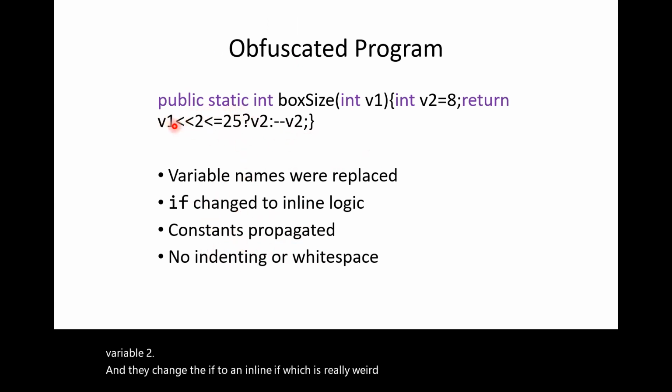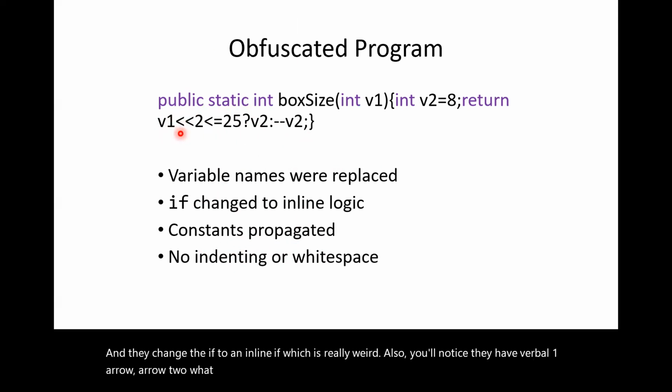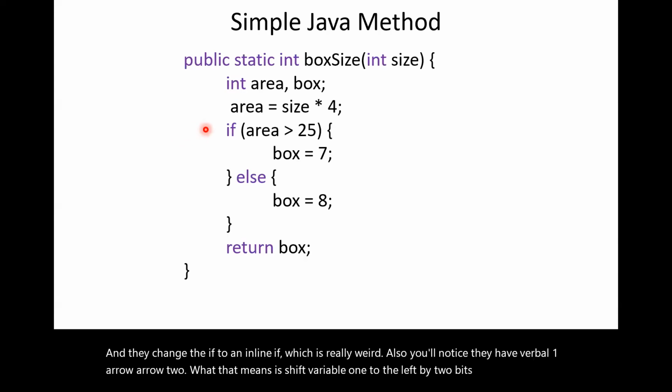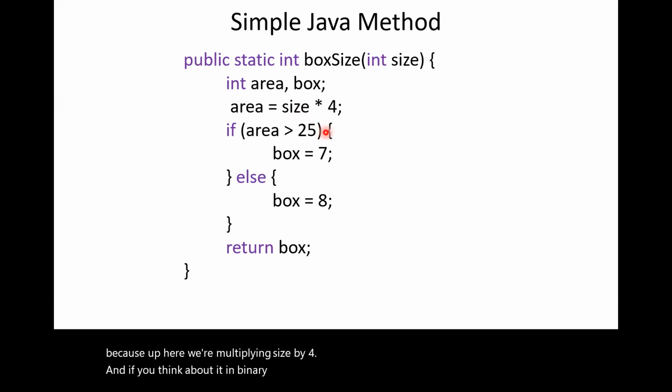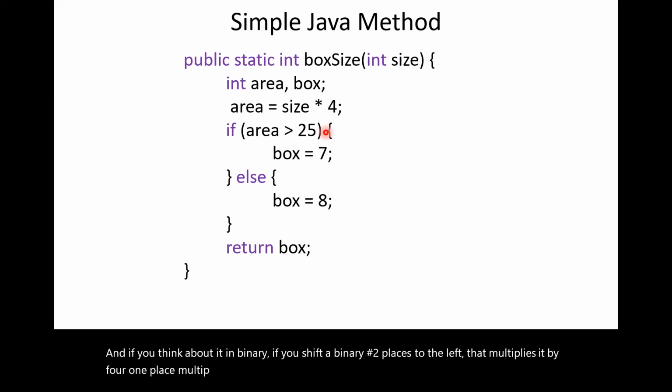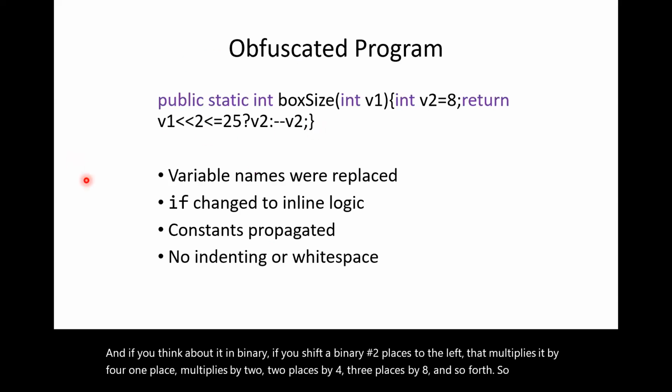Also, you'll notice they have variable 1, arrow 2. What that means is shift variable 1 to the left by 2 bits. That's because up here we're multiplying size by 4. If you think about it in binary, if you shift a binary number 2 places to the left, that multiplies it by 4. 1 place multiplies by 2, 2 places by 4, 3 places by 8, and so forth. So this does click. And the if statement is backwards.